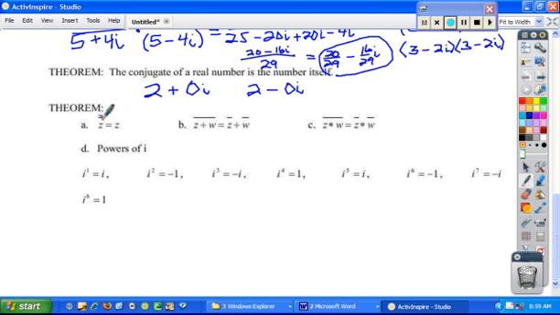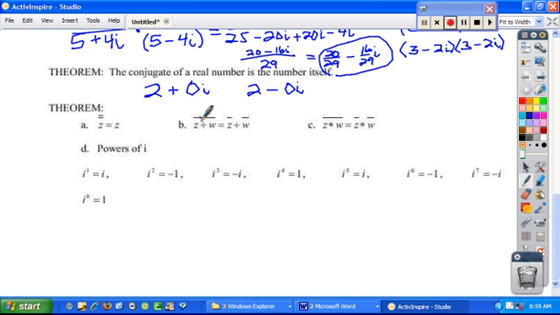Some other properties of the conjugate, and I guess I should explain this line above my letter here. Z is a complex number in these problems, of the form a plus bi, and if you put a line over Z, that means take the conjugate. So the first one says the conjugate of a conjugate is the number itself.